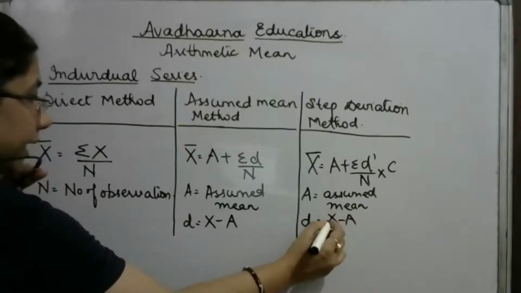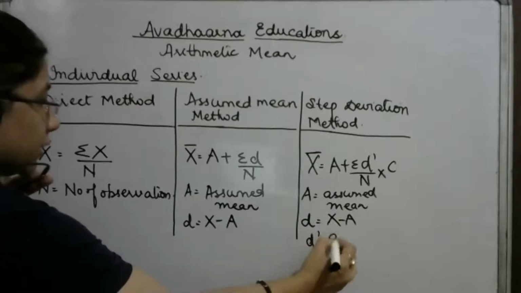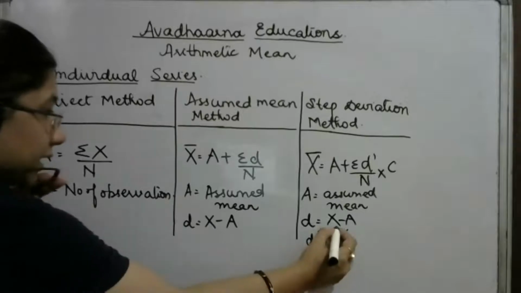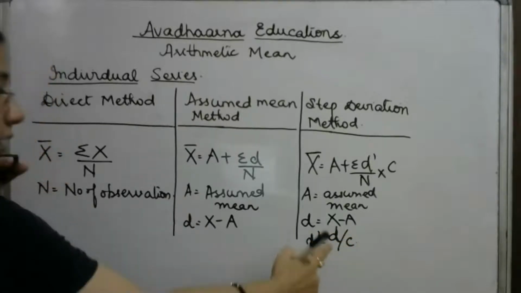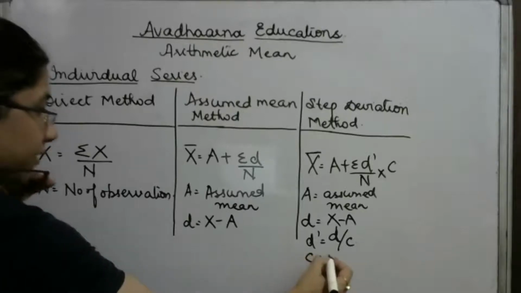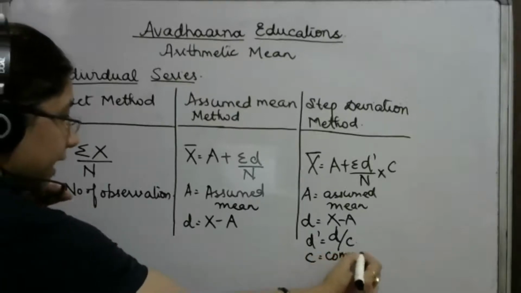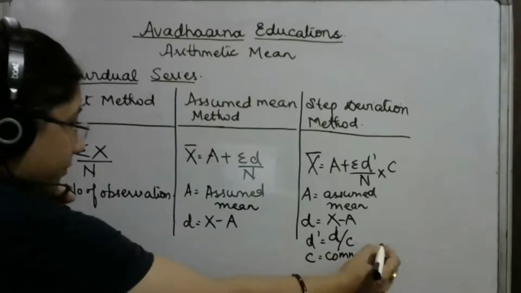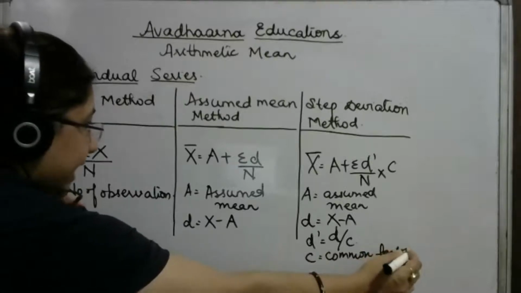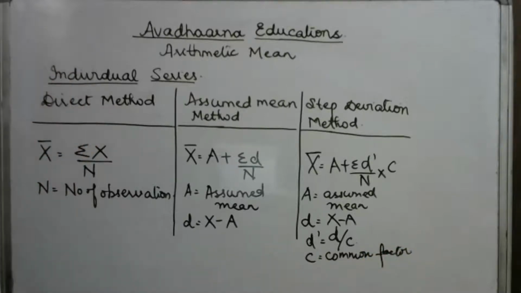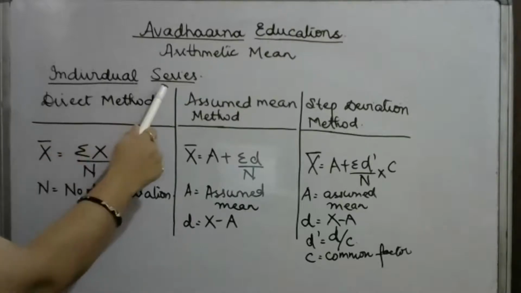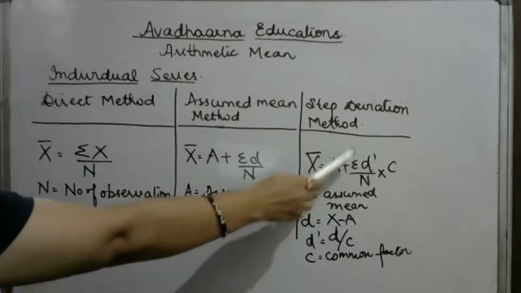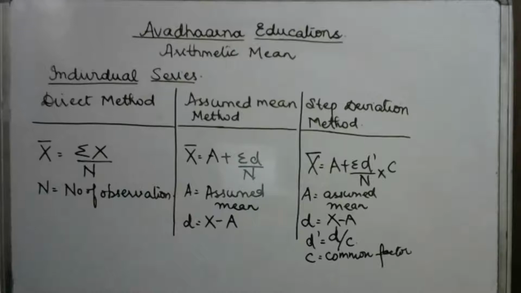D is equal to x minus a and d dash is equal to d upon c, where c is the common factor. We'll observe the values of d. If there is some common factor, we'll take out that common factor, and then all the deviations are divided by this common factor c to get d dash. The formula for calculating arithmetic mean in case of individual series by step deviation method is mean is equal to a plus summation d dash over n into c.